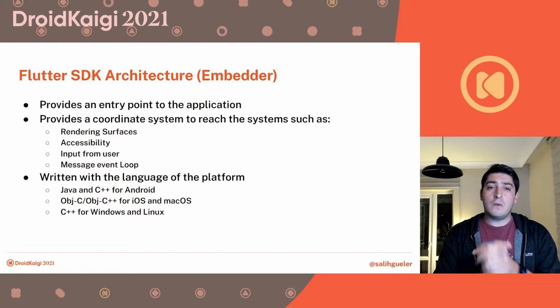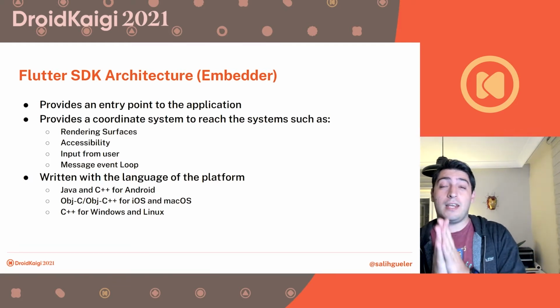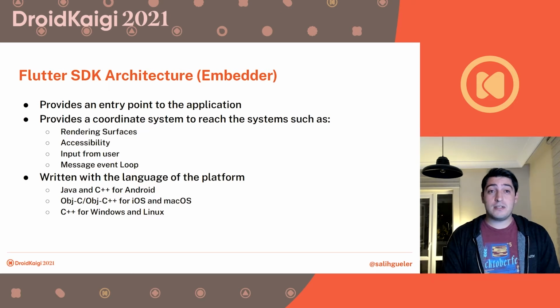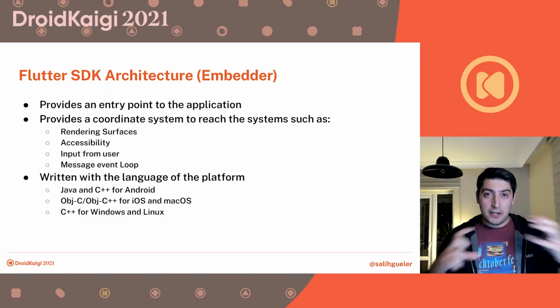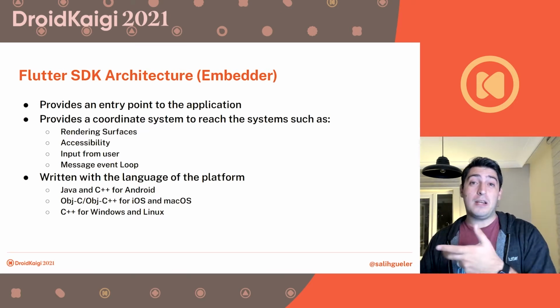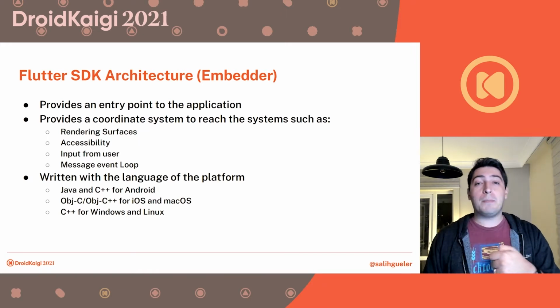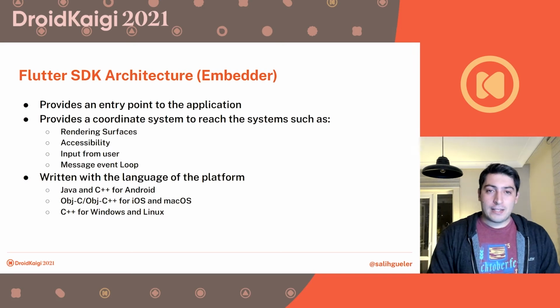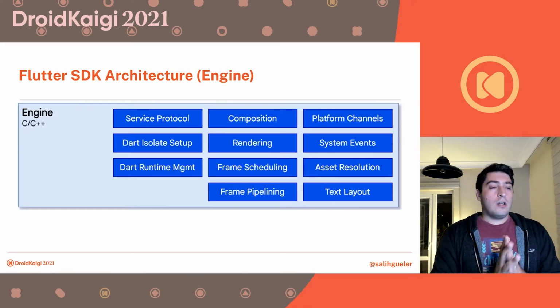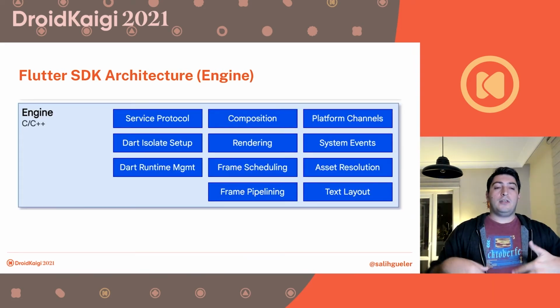Using the embedder, Flutter code can be integrated into any existing application as a module, because the embedder part is already written with that platform. So if you want to add it to Android, you will just put in the embedder part and use it directly. So let's go one step up to the engine part.